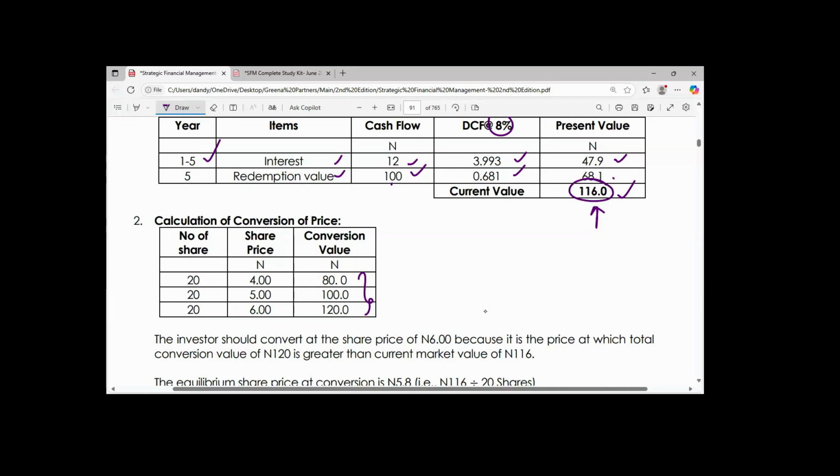Any value that is higher than the current market value is the price at which the investor should convert. Therefore, you can see 80 naira and 100 naira are lower than 116. So the investor will not be motivated to convert at 4 naira or 5 naira, because the conversion values of 80 naira and 100 naira are lower than the current market value. Only the price of 6 naira, which produced the conversion value of 120 naira, is greater than the current market value. Therefore, investors should convert at 6 naira.